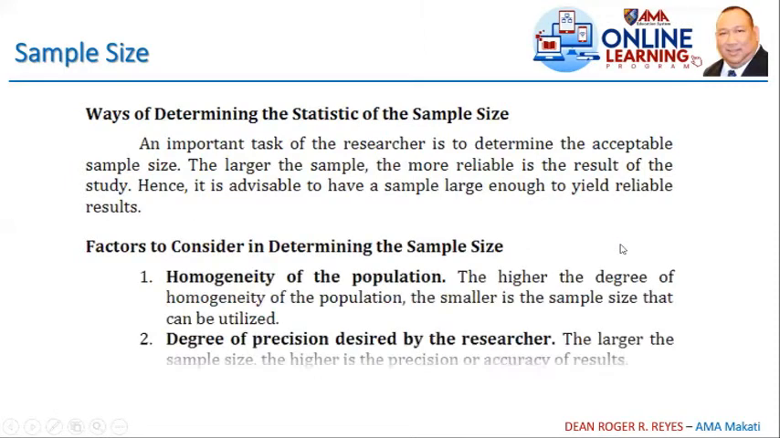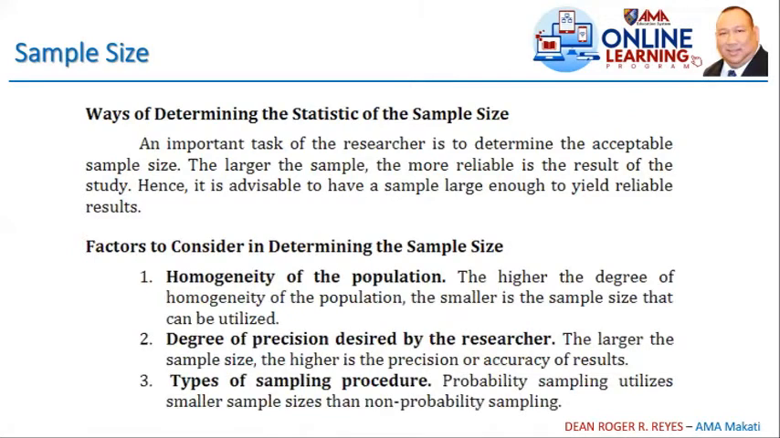So, factors to consider in determining the sample size: homogeneity of the population. The higher the degree of homogeneity of the population, the smaller is the sample size that can be utilized. So kapag homogeneous, halos pare-pareho naman ang population, ang characteristics nila, kahit konti, the smaller sample can be utilized. Kasi nga, homogeneous, pare-pareho. The degree of precision desired by the researcher.